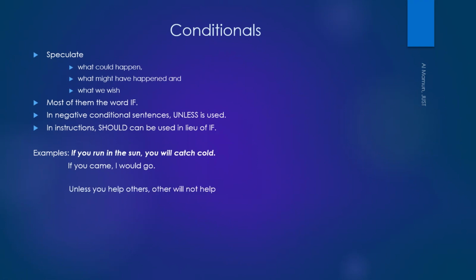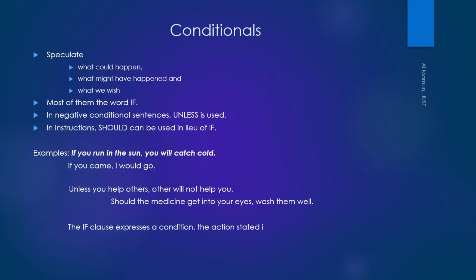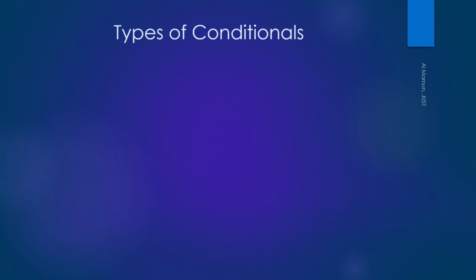Unless you help others, others will not help you. So that is, if you do not help others, that is a condition, then others will not help you. Should the medicine get into your eyes, wash them well. So here there is a condition stated in the first sentence, and an activity is suggested in the second sentence. The if clause expresses a condition. The action stated in the other clause, that is the second clause, will or would take place if the condition is met.